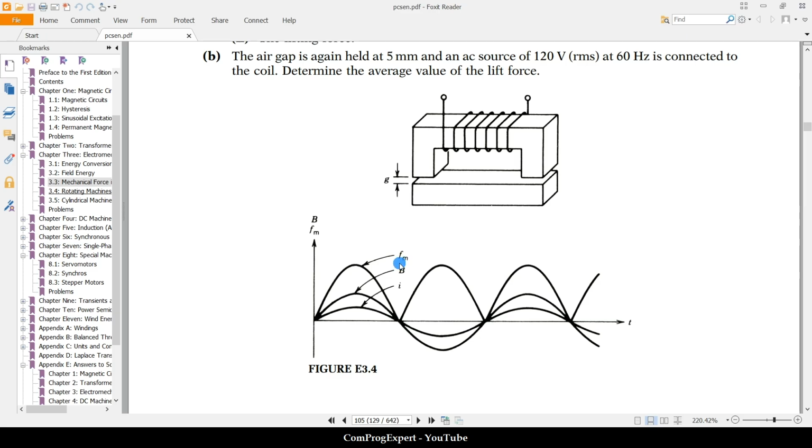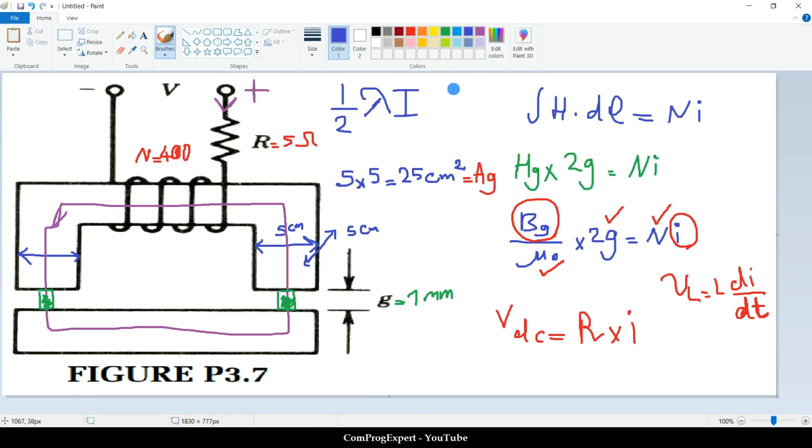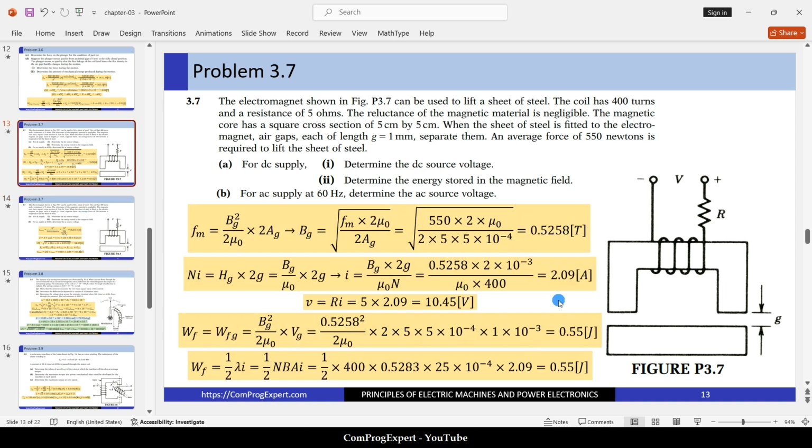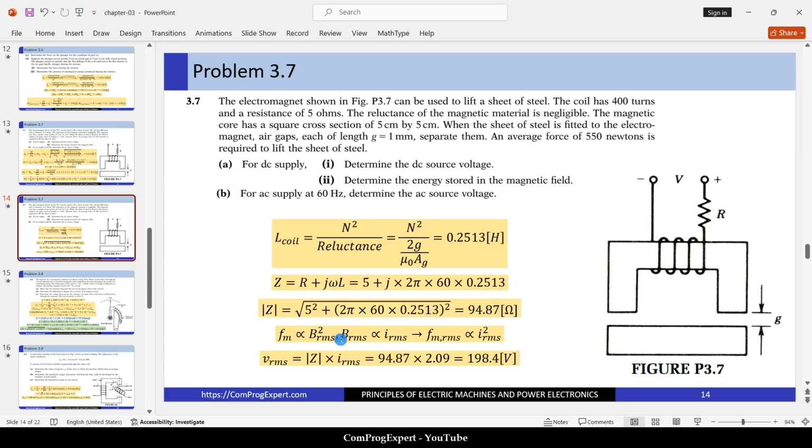So this is the value of the force. We can calculate the RMS value of the force. And if we set the RMS value equal to 550 Newton, that is equal to the DC voltage source, we need to have this RMS value for the current that we calculated here, 2.09. Yes, the force is proportional to the B RMS to the power 2, or actually this one.